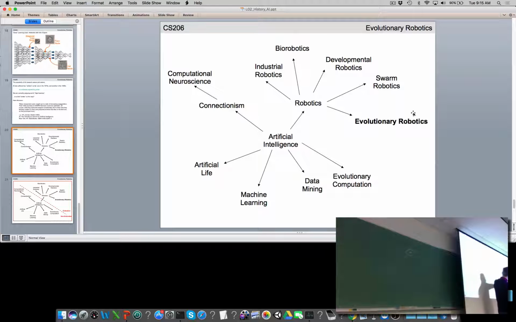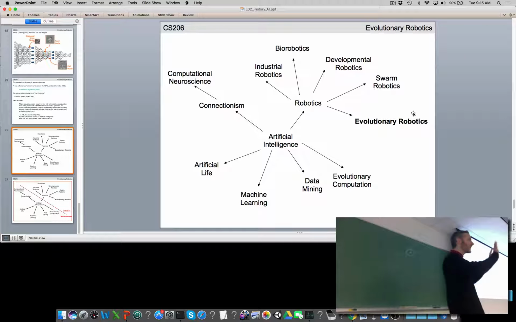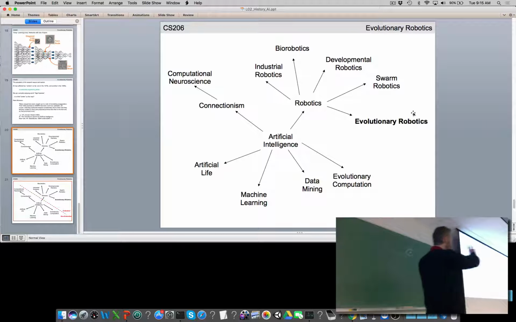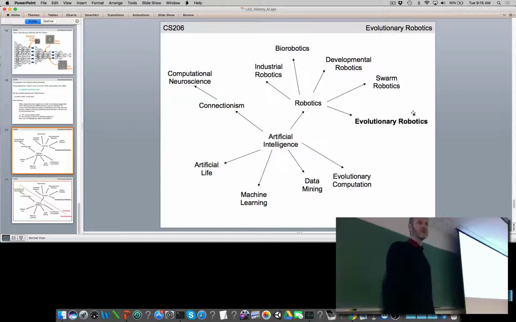One branch over here is artificial intelligence, and then we have all the different robotics approaches over here, and obviously in this course we're going to be focusing on one particular branch in robotics. What is it that distinguishes AI from robotics? If you had to give a summary of what breaks this tree into 2 branches, what is it?